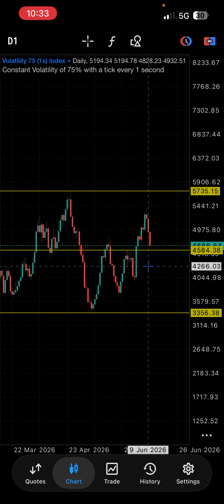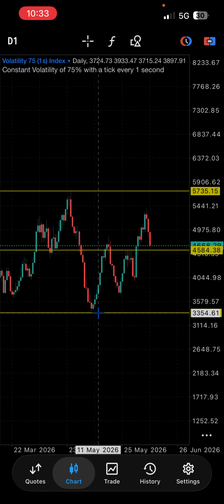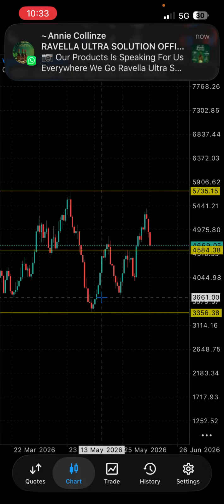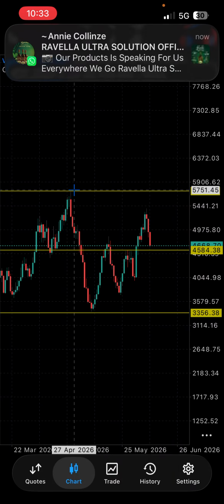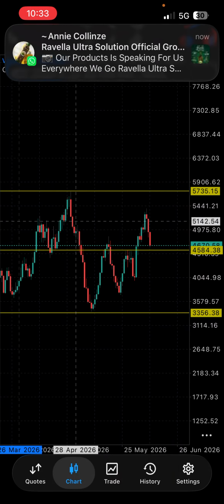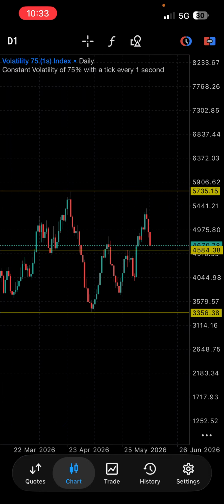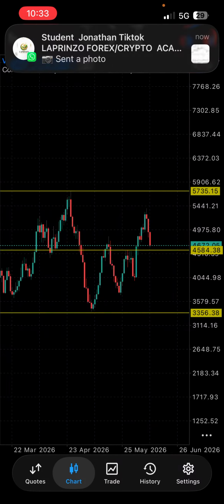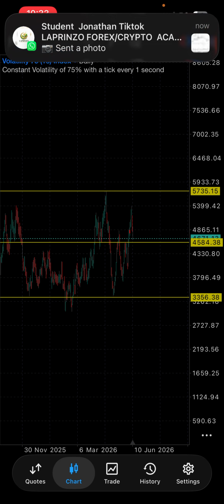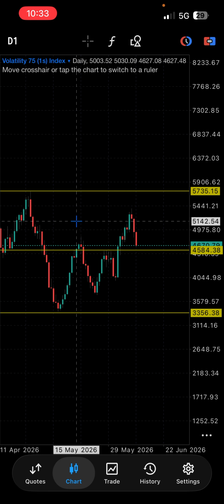So the daily time frame has already shown me areas that I am going to be having interest in. I have interest there because it's a support area. You have interest here because this is a resistance area. So always use a higher time frame to draw your support and resistance area, and make sure that you draw it correctly.